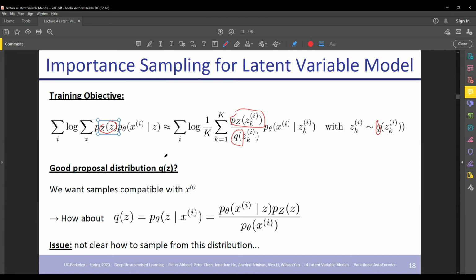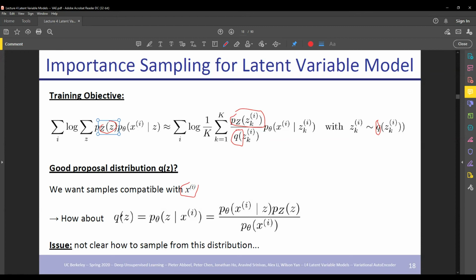Now, this is where the better, more informative the distribution we choose for Q of Z, the better, because the whole reason to switch and go through importance sampling is that choosing samples from this distribution did not give us the information we sought. So we do need to pick a better Q, or a good Q. So what is a good Q? We want distributions which are compatible with the xi, that is the x that we are actually after, given the latent variable is z.